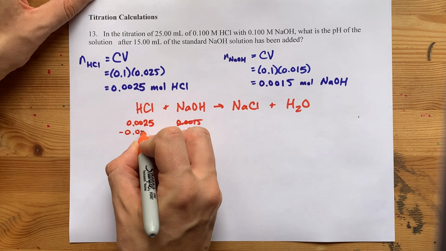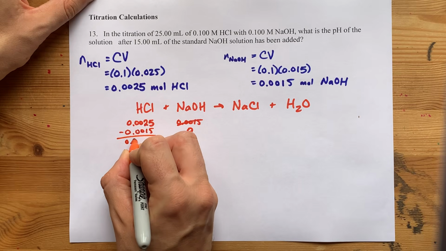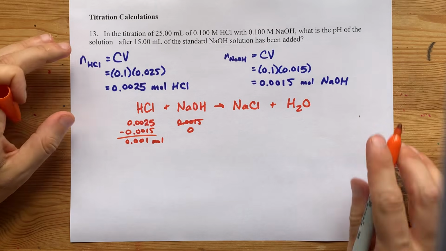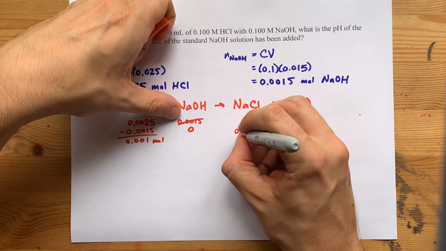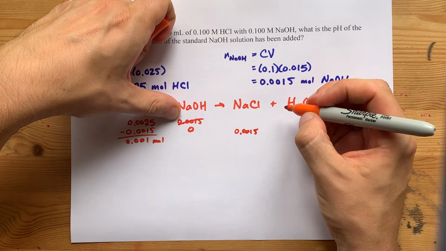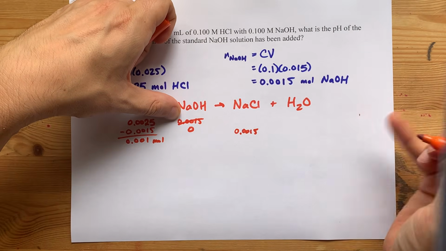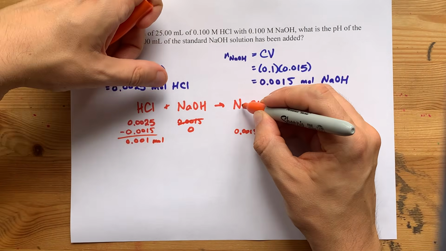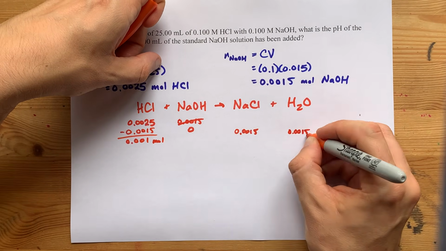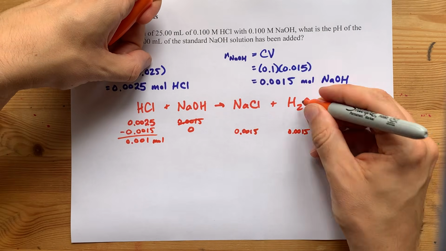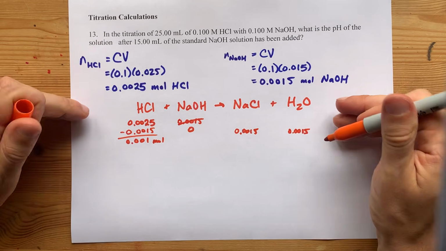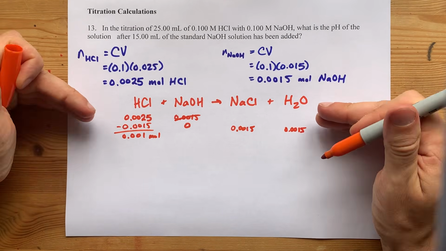When I subtract it away, it leaves me with 0.001 moles of HCl left over. I'm going to gain that amount of NaCl. By the way, no one cares because Na+ is powerless in water and Cl- is powerless in water because they're the conjugate and counterion for strong things. And I'm forming that many moles of water, but we definitely don't care about that because it's just water, it's neutral.